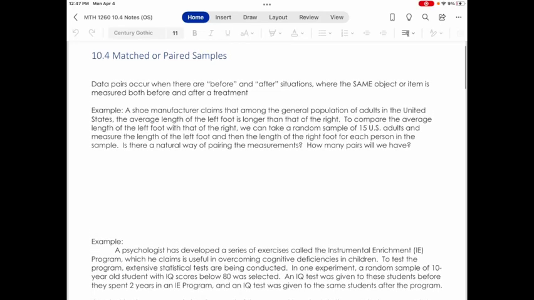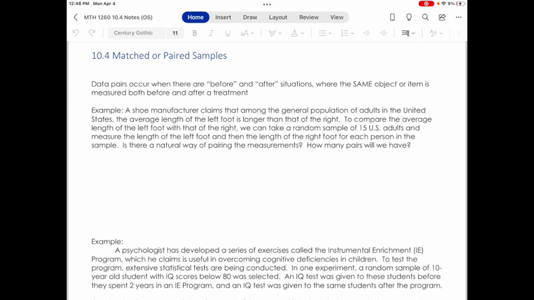In this lesson, we're going to talk about matched or paired samples. Now, in many statistical applications, we use paired samples to draw conclusions about the difference between two population means. And these are going to be dependent samples. And the data pairs are going to occur very naturally between before and after situations.